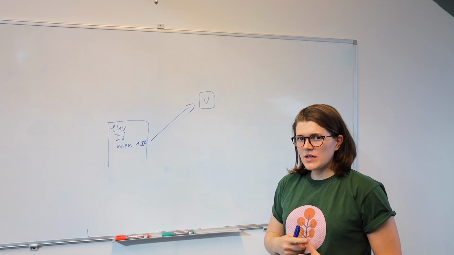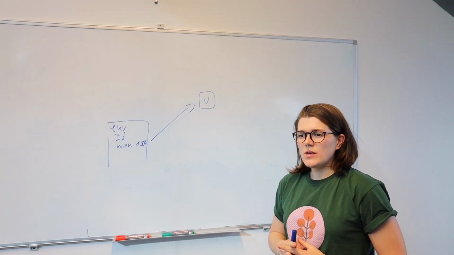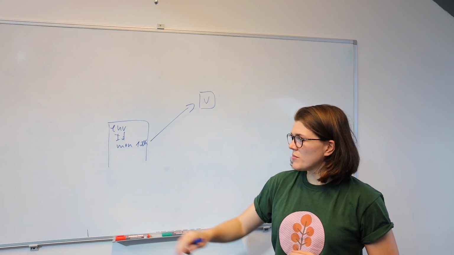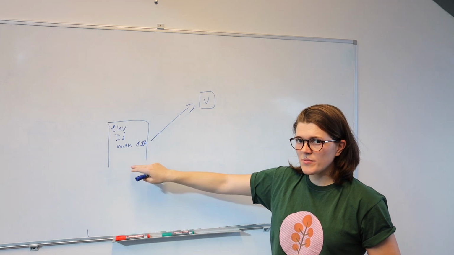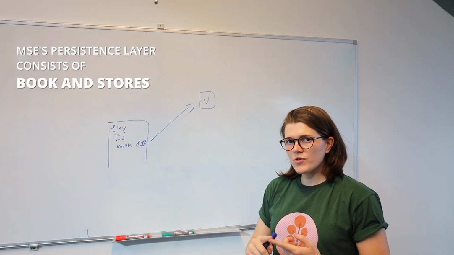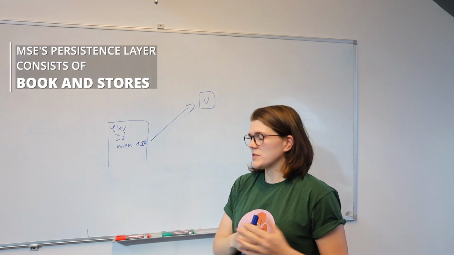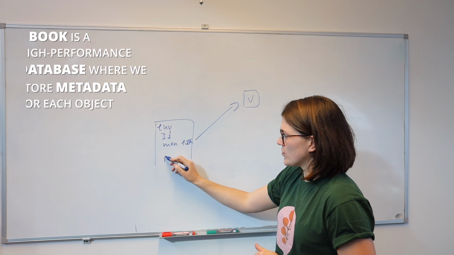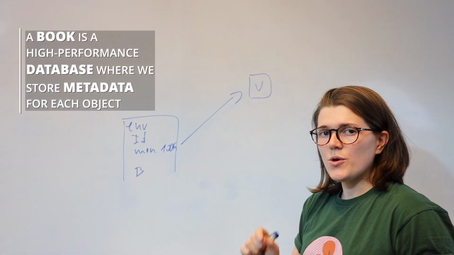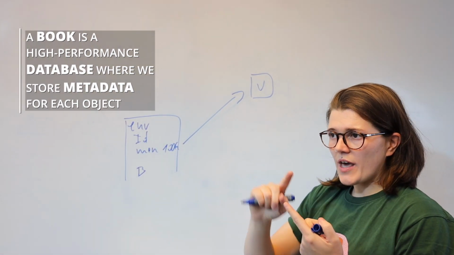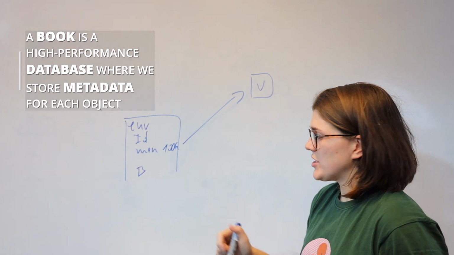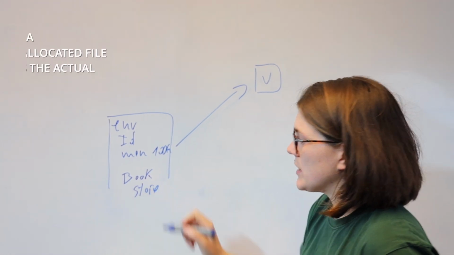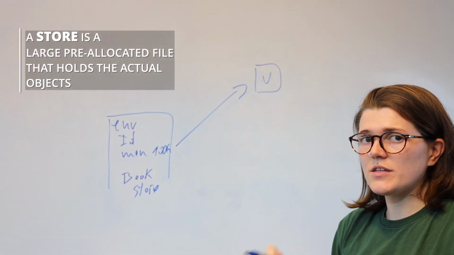Memory is limited in size and it won't survive over restart. Which means that if you need a big cache and you need objects to survive over restarts, you might want to add a second layer to this MSE file, where we're going to define a book and one or more stores. A book is a high-performance database where we're going to store the metadata for each object, which contains either the hash, the TTL, or the vary matching. While the store itself is a large pre-allocated file.